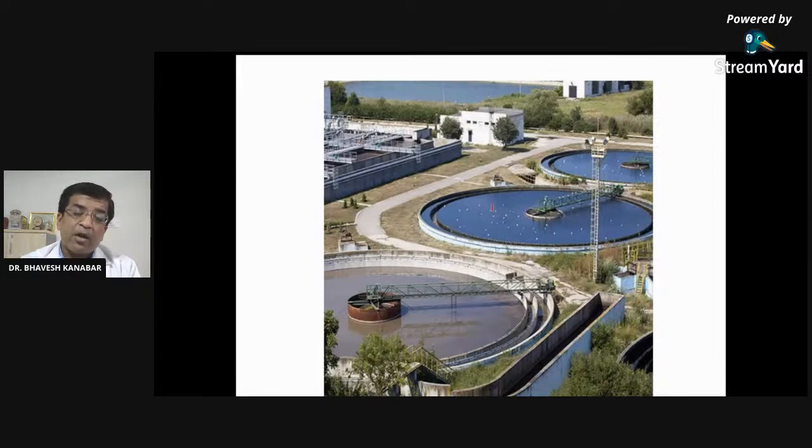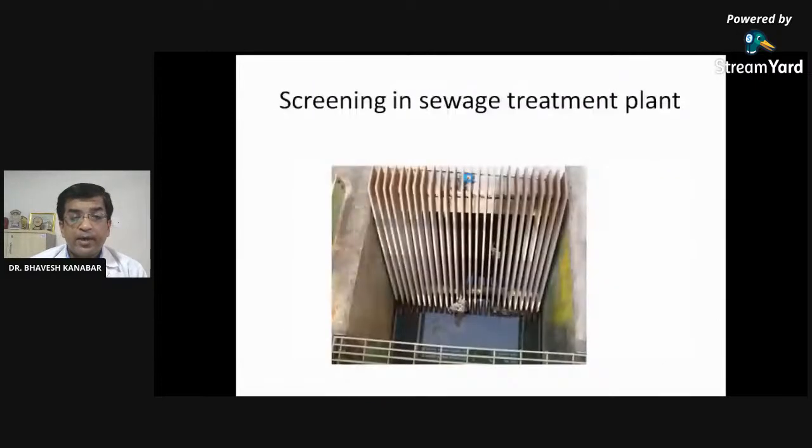Suppose there is high biological oxygen demand in some sewage water, and we directly allow it to go into the river. It will lead to consumption of the oxygen present in the water, so it will be harmful for aquatic animals as well as aquatic plants. So our objective in the sewage treatment plant is to reduce biological oxygen demand.